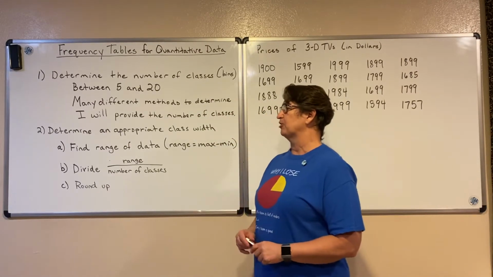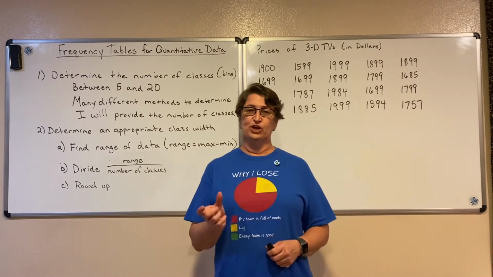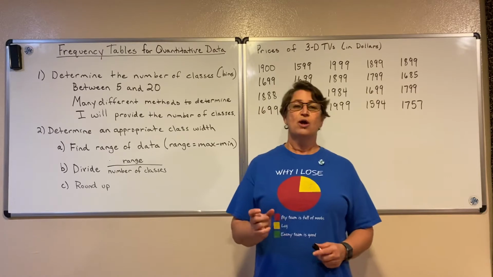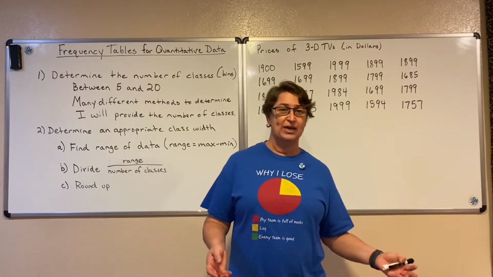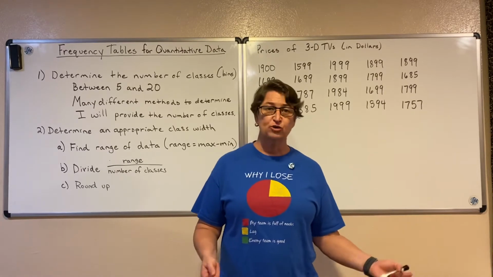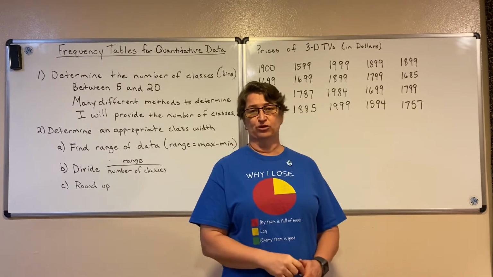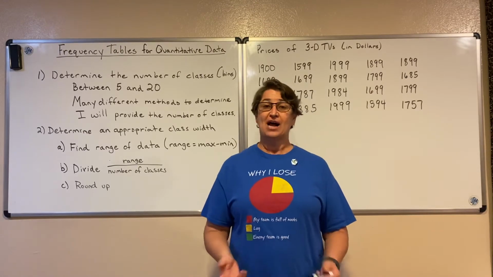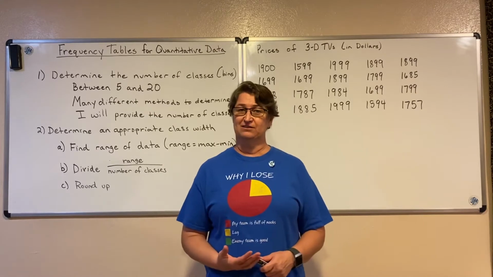The second step is to determine an appropriate width for each of those classes. So, am I going from 0 to 10? Am I going from 0 to 20? Am I going from 0 to 100? How wide is my class or my category going to be? And that depends on my data, and it depends on the number of classes I have.